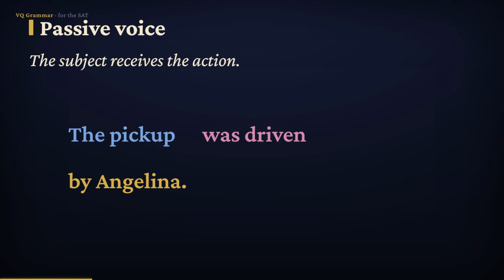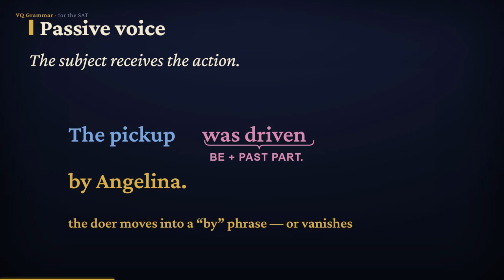The passive is formed with a form of be plus the past participle. Here, was driven. And the doer gets pushed into a by phrase, or sometimes disappears. So the subject receives, and the doer steps back.